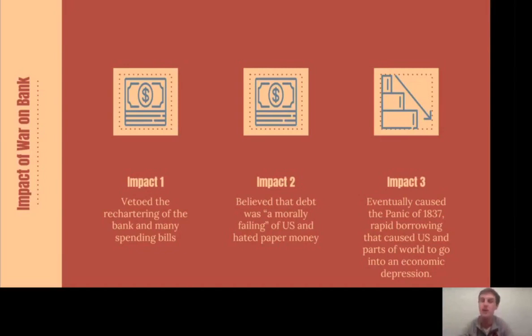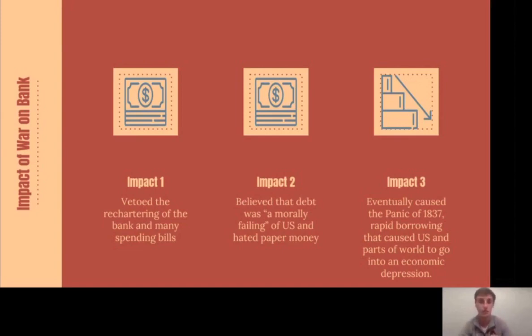And anytime something came onto his desk, like a bill or legislation, maybe for building roads or canals or railroads, he vetoed those spending bills, because he thought it was wrong to put the country in debt, and the country would function better if it was making money rather than owing money. The second thing he did: he thought it was a moral failing for the country to be in debt, and he hated paper money, and he wanted the United States to shift to coin money.